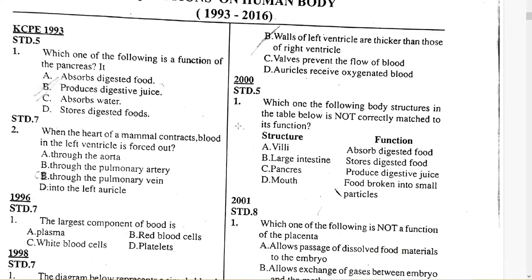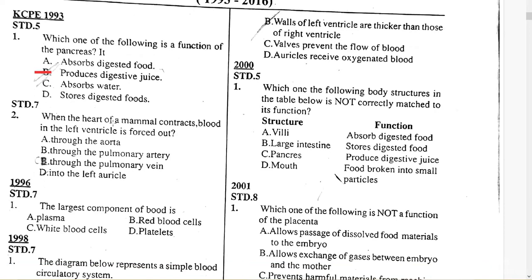Now, KCPE questions of what we have discussed. Which of the following is a function of the pancreas? Very good. Now you should know the functions of the pancreas. It absorbs digested food, no. Produces digestive, absorbs water, no. Stores digestive. So the answer is it produces digestive juice.